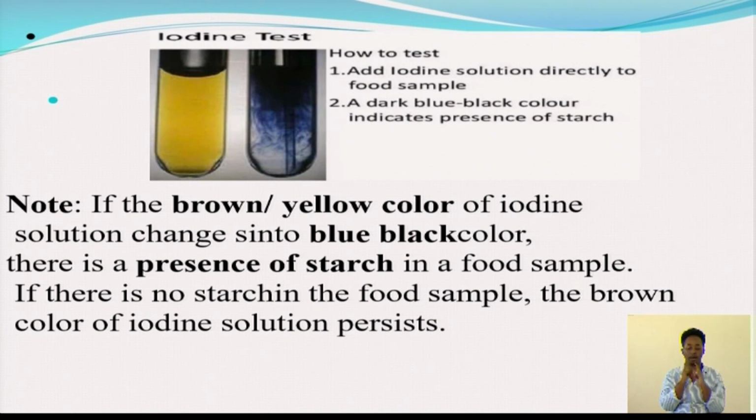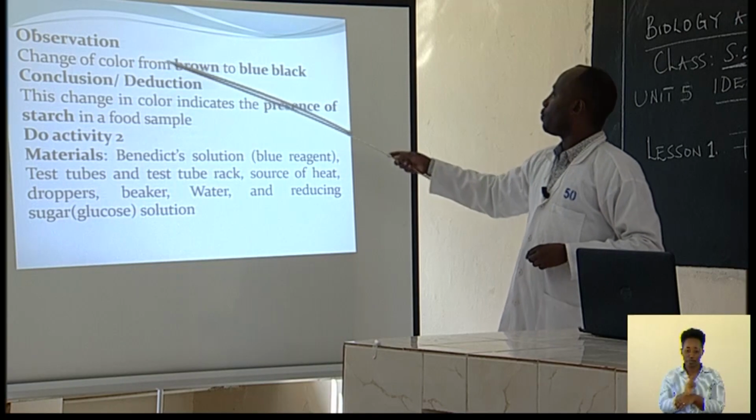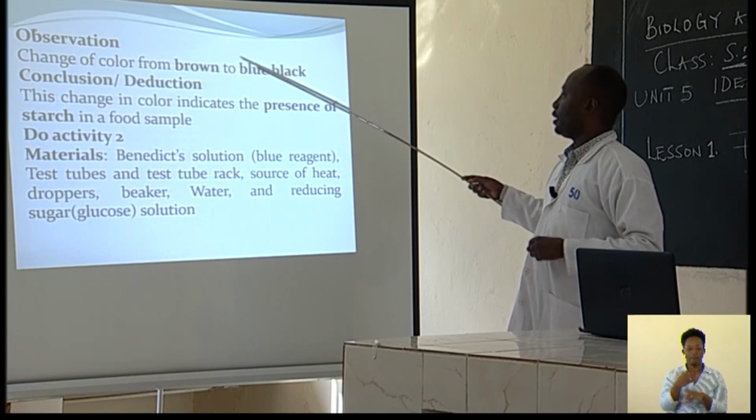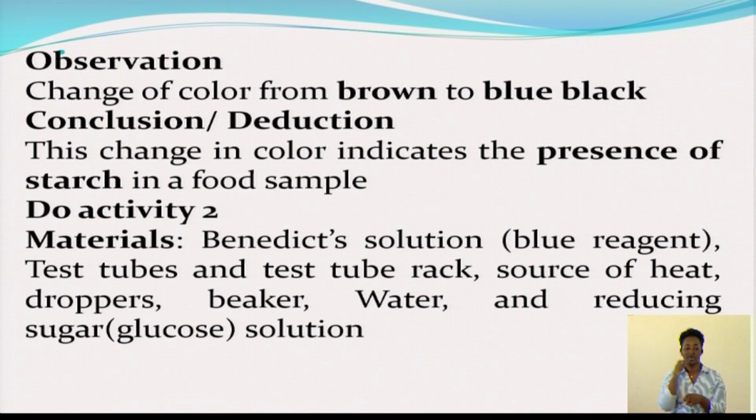What is the deduction and conclusion from there? I can mention the conclusion that the observation, changing of the color from brown to blue-black, indicates that the change in color shows the presence of starch in the food sample, as you can see how we conducted the experiment, in a starch food sample.